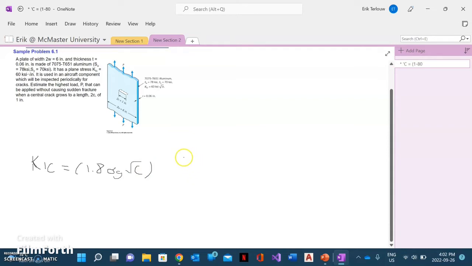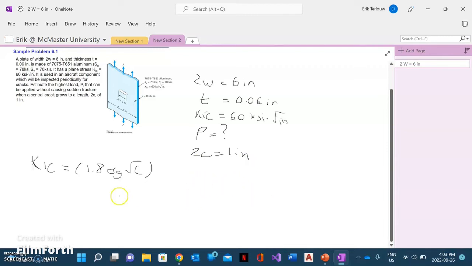Okay, let's write out what we have. So our width, 2W equals 6 inches. Our thickness is equal to 0.06 inches. Our KIC is equal to 60 kilograms per square inch times square root inches. And we want to find the P. Oh, and our crack is equal to 1 inch.